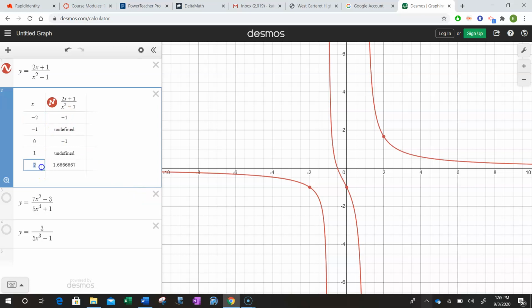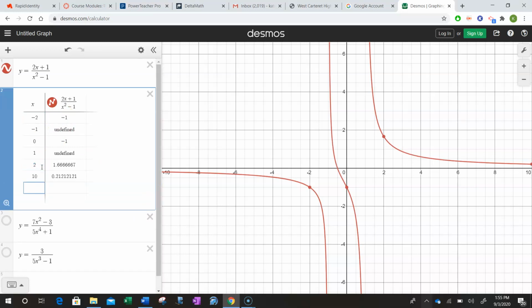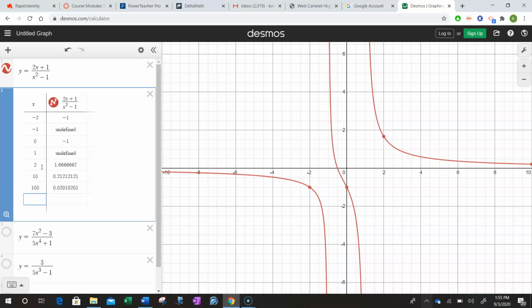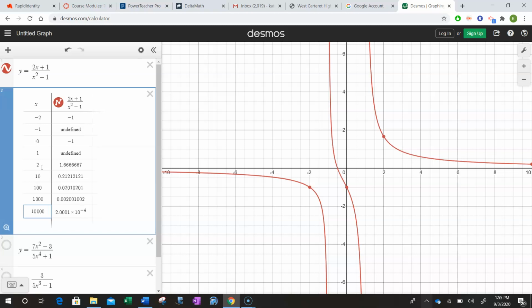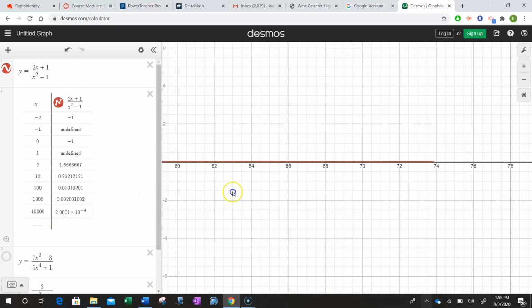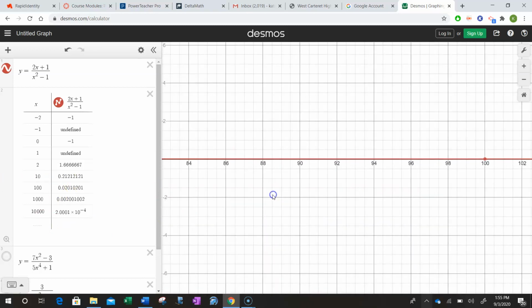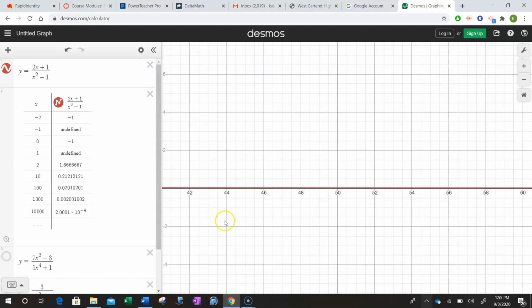So I've also created a table right here. So I'm just going to kind of come down and start typing in some big numbers. I'm going to type in 10, 100, 1,000, 10,000. And you can see that as I type in those numbers, what does it look like those y values are getting closer and closer to? You can also drag your graph this way. And as we drag our graph this way, we can see that it seems to be getting closer and closer to 0.